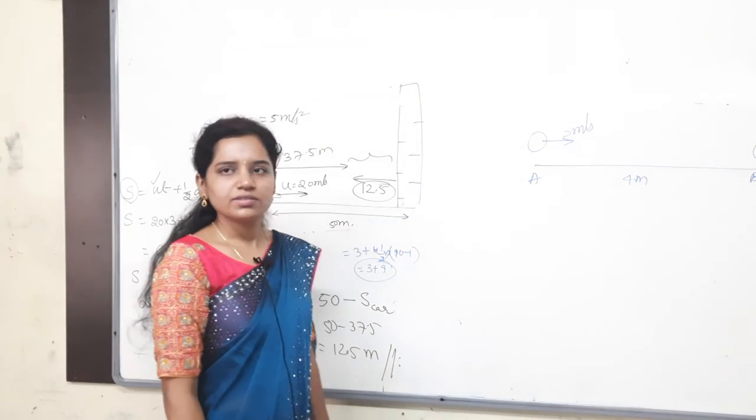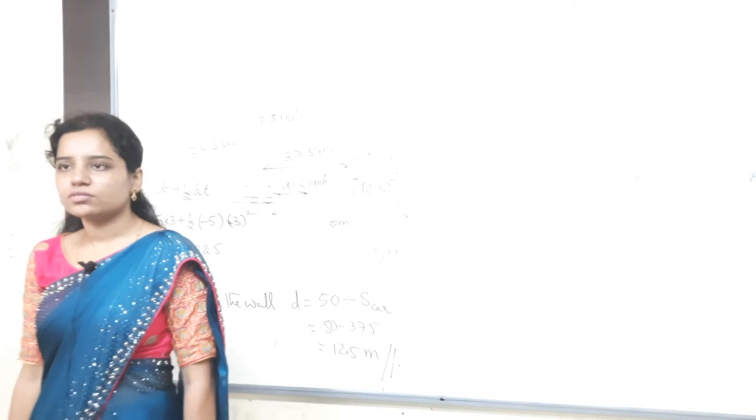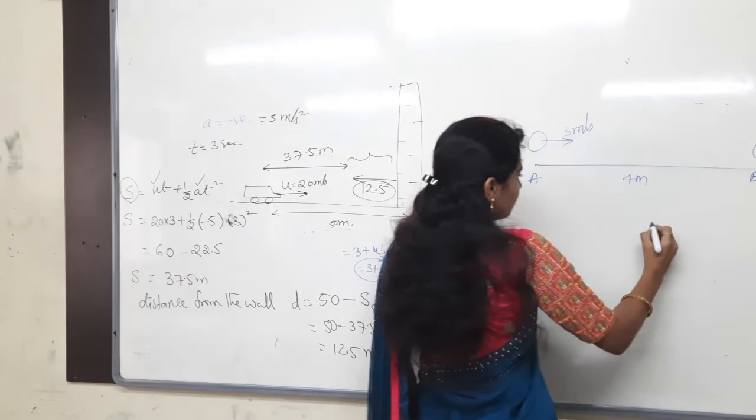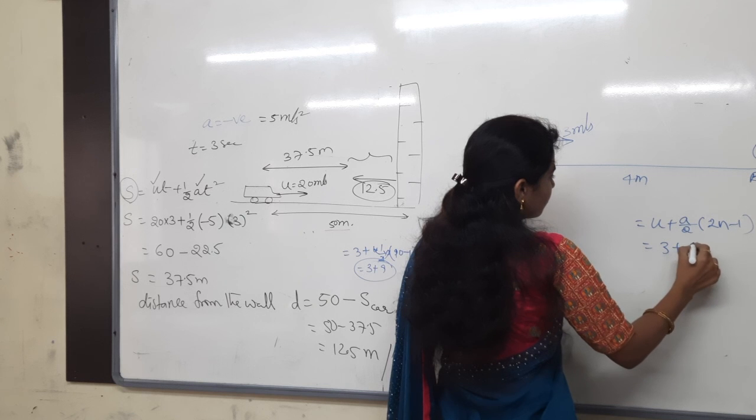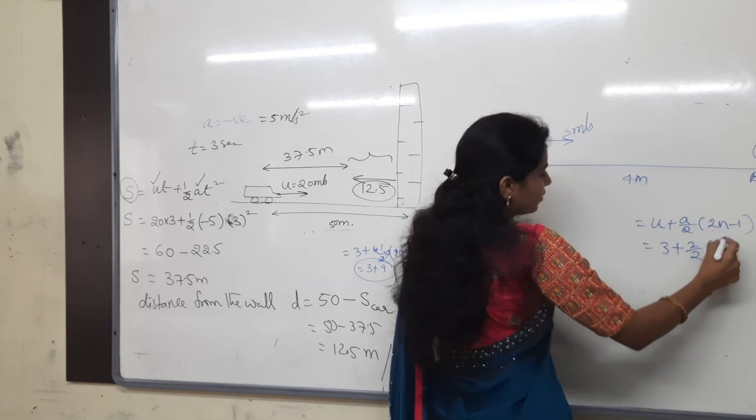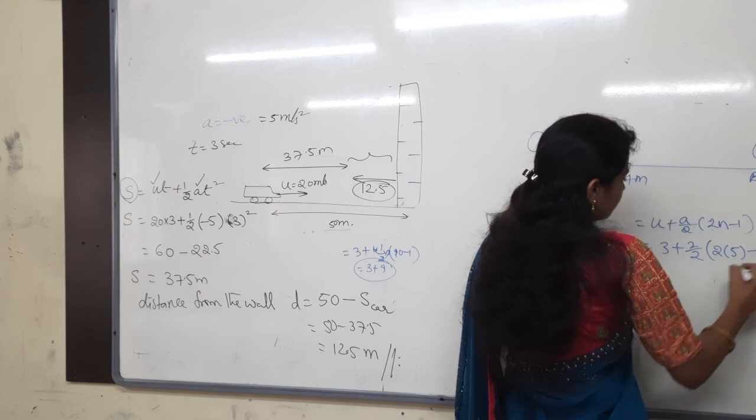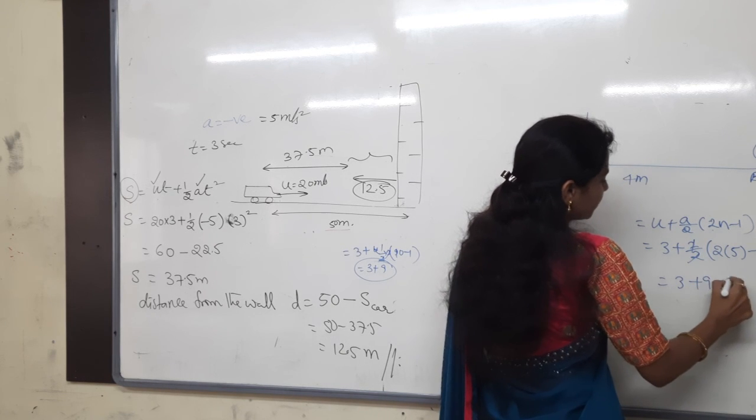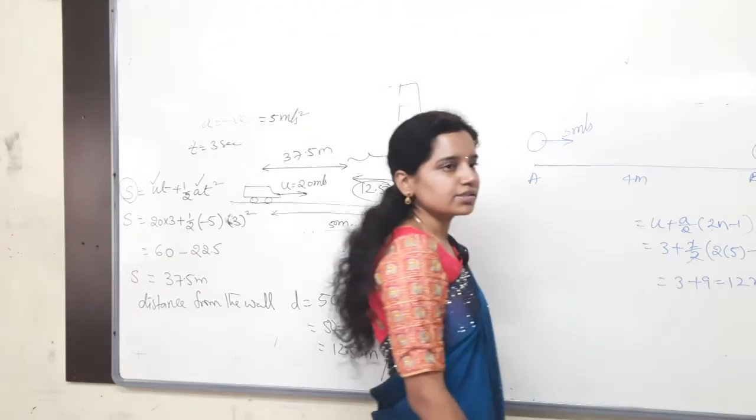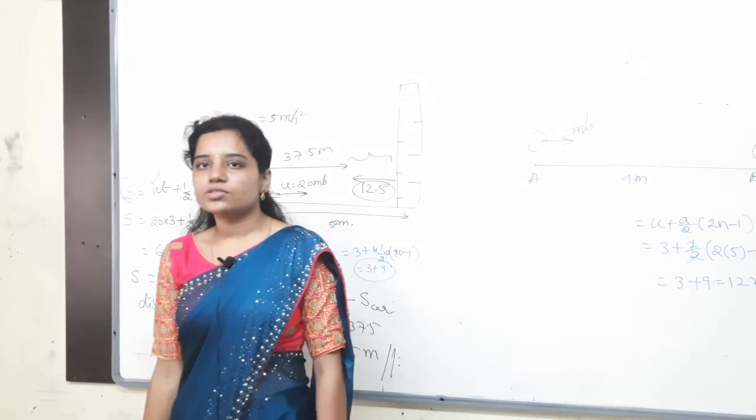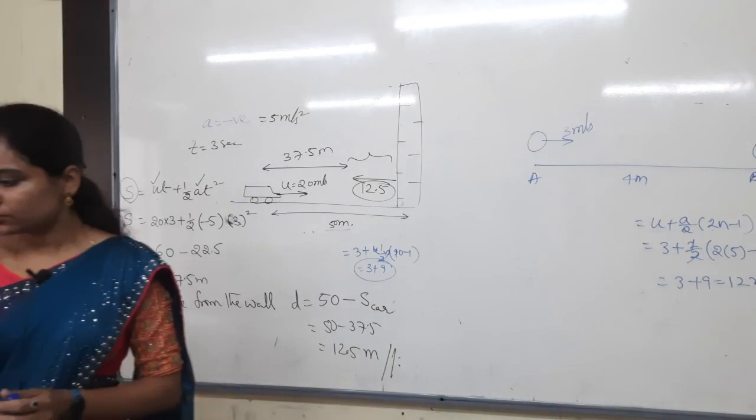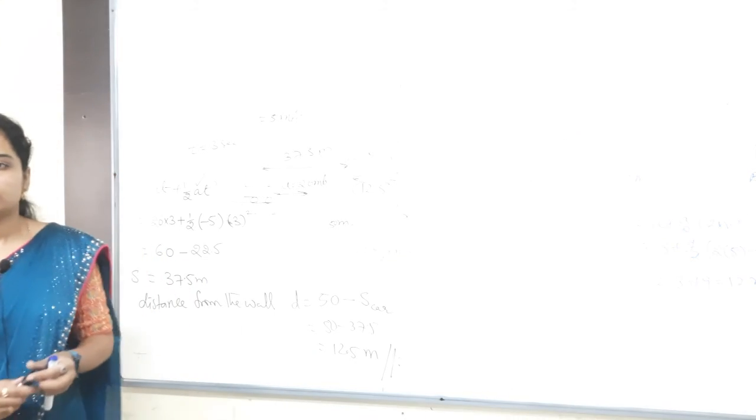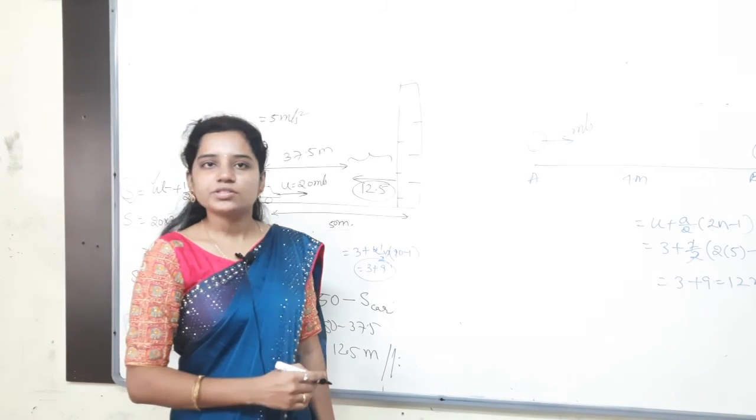Displacement in the 5th second is 5? No, it cannot be the answer. Three plus 9, that will be 12. 12 meters is the answer in the 5th second. Yes, you got the answer.